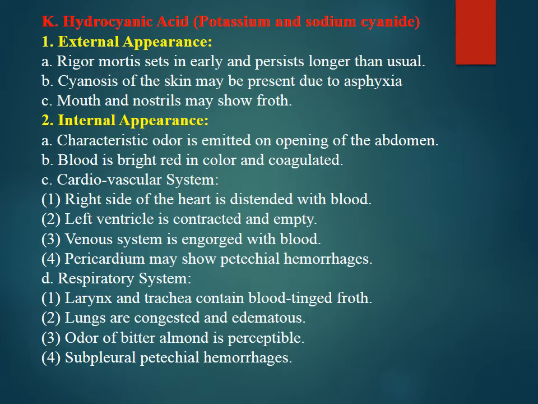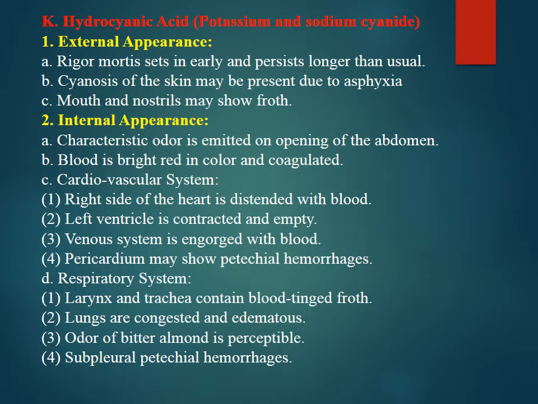Another type, hydrocyanic acid. Example, potassium and sodium cyanide. Appearances, external appearance: rigor mortis sets in early and persists longer than usual. Cyanosis of the skin may be present due to asphyxia. Mouth and nostrils may show froth. Internal appearance: a characteristic odor is emitted on opening of the abdomen. Blood is bright red in color and coagulated.